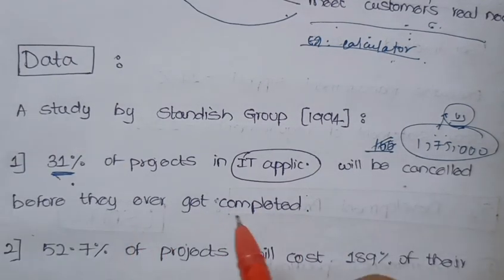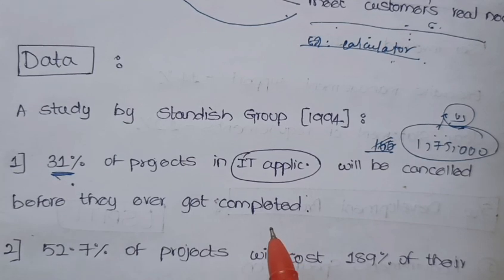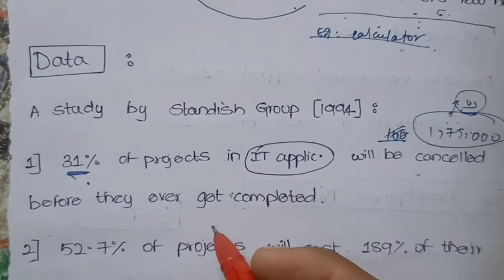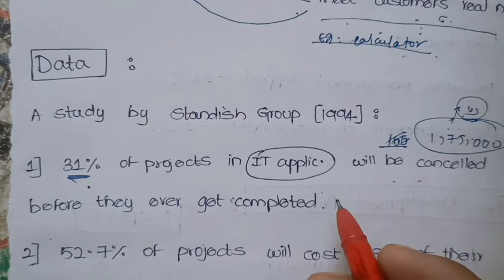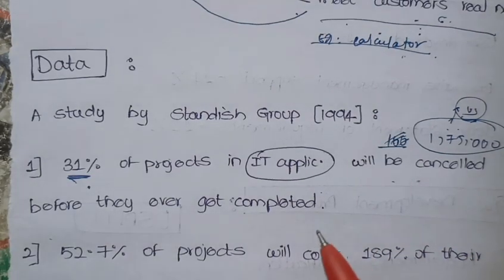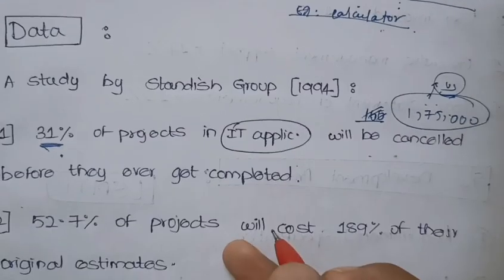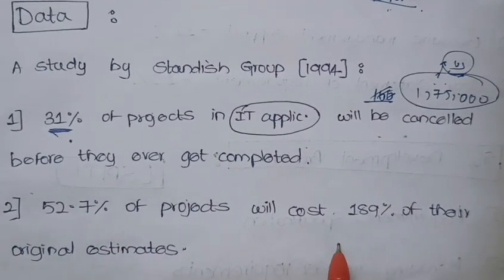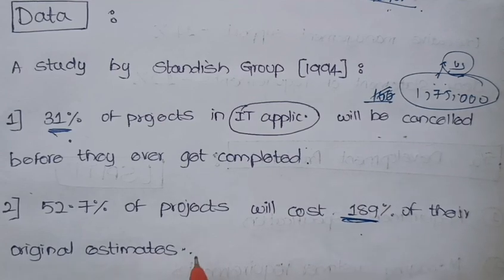There may be many reasons for the cancellation of projects in between. That can be due to budget limits or time deadlines, or there may be bugs or errors which couldn't be corrected in the software. There can be many reasons for the software to fail or not be completed on time, and then they get cancelled. Maybe that is due to the team's inconsistency or inefficiency in completing the software. And also 52.7% of the projects will cost 189% of the original estimates.